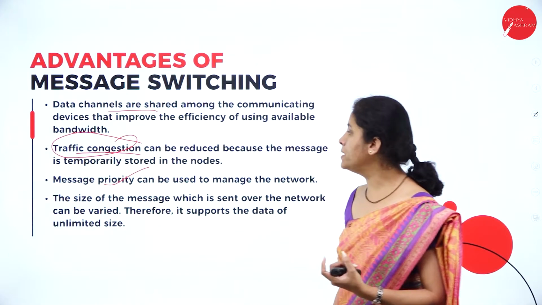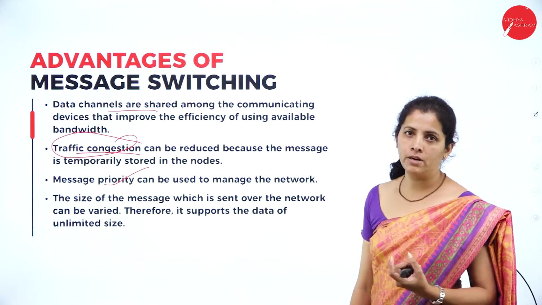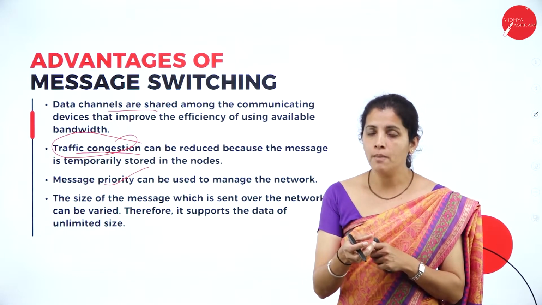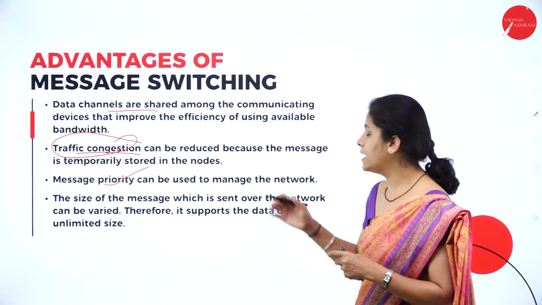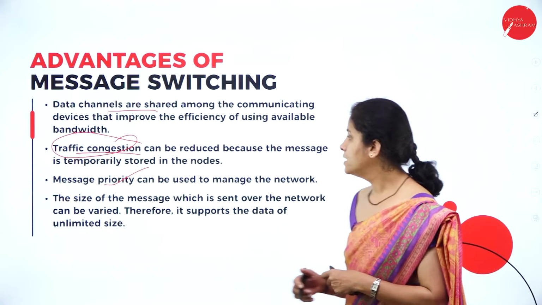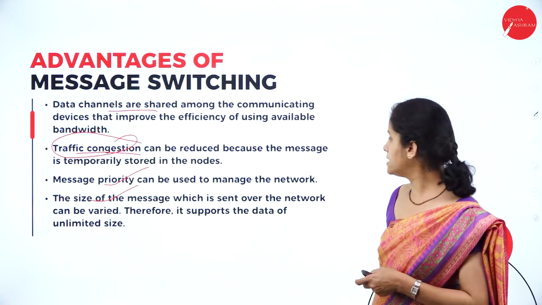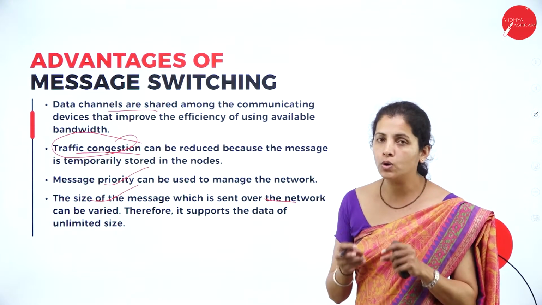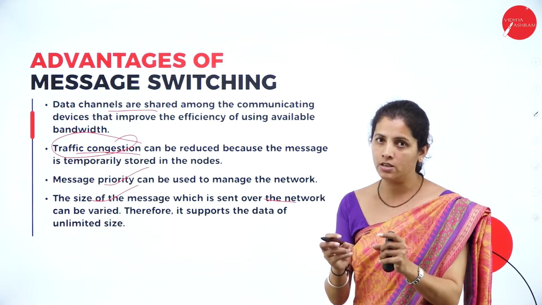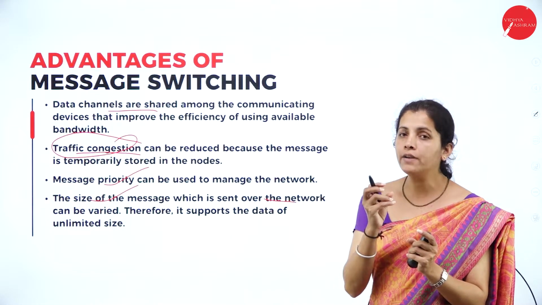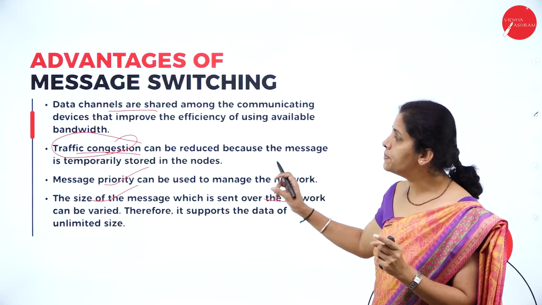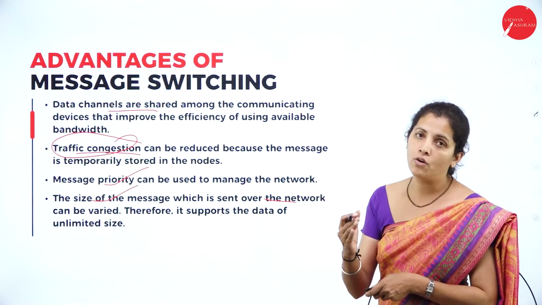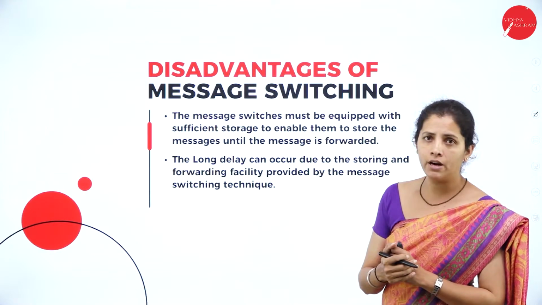Message priority can be used to manage the network. For each message, I can provide a priority. By using message priority, I can manage the network. The size of the message which is sent over the network can be varied. Each time, I don't have to consider the same size of message. By using a store and forward network, or message switching, I can transfer variable length messages. Then what is the disadvantage?